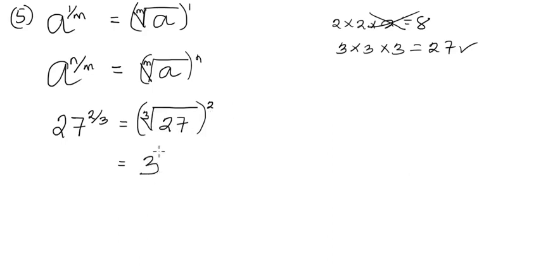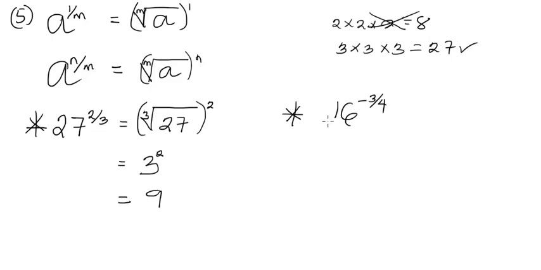Then there's a power here which equals 2. So 3 raised to power 2 equals 9. That's one example of solving that. Let's look at one more. Let me write another one here. Say I have 16 raised to the power of minus 3 over 4.